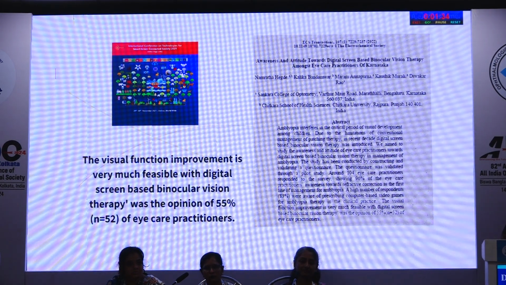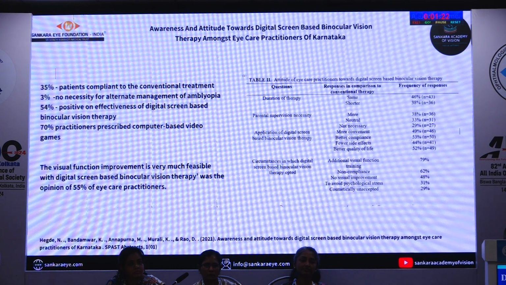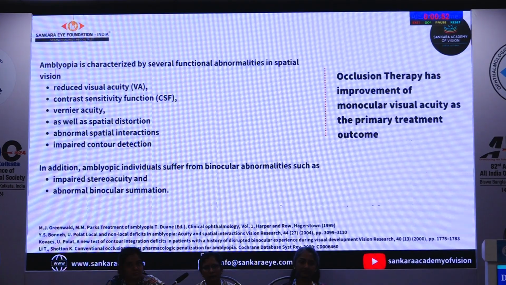Is this instruction course even relevant? Is what we are talking about even relevant? We did a small study where we reached out to eye care practitioners in Karnataka, and almost 55% of them felt that it was very, very feasible. When we looked at awareness and attitude, among both patients as well as caregivers, the feedback we got was that only about one third are compliant to conventional treatment. So there is a challenge there. Two thirds are not complying. 54% of them felt digital based treatment could work. 70% of them did prescribe some form of computer based video games that they thought would help the child. So we feel that this has a great way forward.